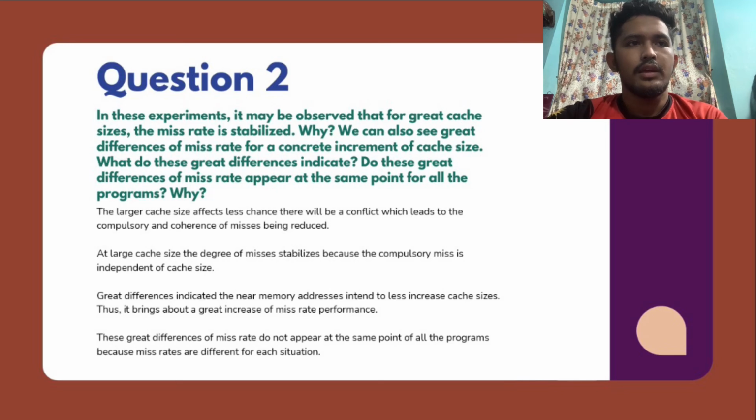Why? A larger cache size means less chance there will be a conflict, which leads to the conflict and coherence misses being reduced. At large cache sizes, the miss rate stabilizes because the compulsory miss is independent of the cache size. Great differences indicate that near memory addresses benefit from a small increase in cache size. Thus, it brings about a great improvement in miss rate performance. These great differences of miss rate do not appear at the same point for all the programs because miss rates are different for each situation.